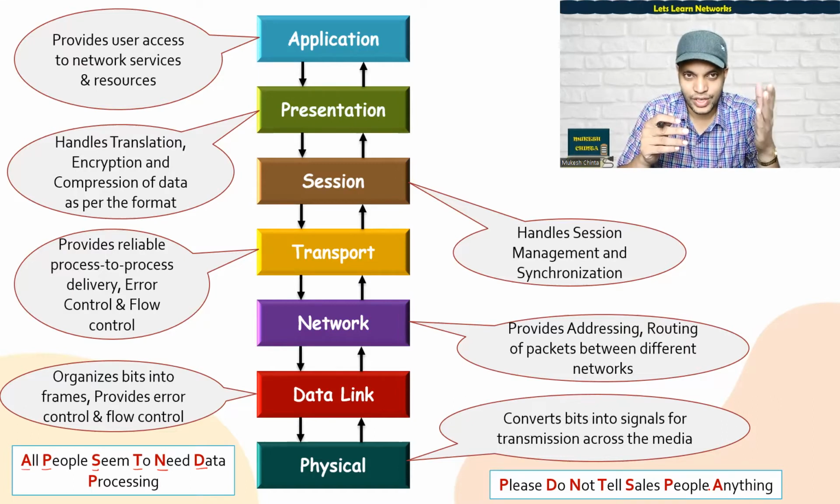So Andhra Pradesh: A stands for application, Pradesh, P for presentation, state, S for session, transport, T for transport, not, N for network, developed, D for data link, properly, P for physical. So Andhra Pradesh state transport not developed properly. All your 7 layers are there. If you don't want that, you can still use these 2 things: All People Seem To Need Data Processing, or the other way, Please Do Not Tell Sales People Anything.